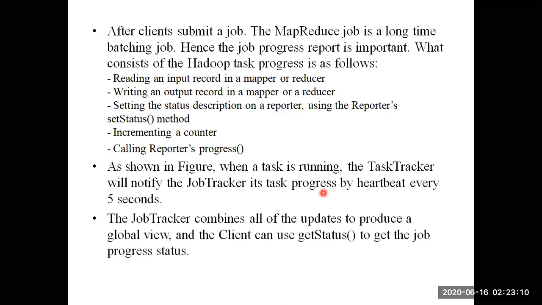Once the client submits a job, MapReduce can take much more time if it is a bad job, else it is going to return the results in a faster manner. One is reading an input record in a mapper or reducer. Second, once I have done that, I'm going to write it. And third, I need to state the status description using the set status method. And then I can increment a counter.